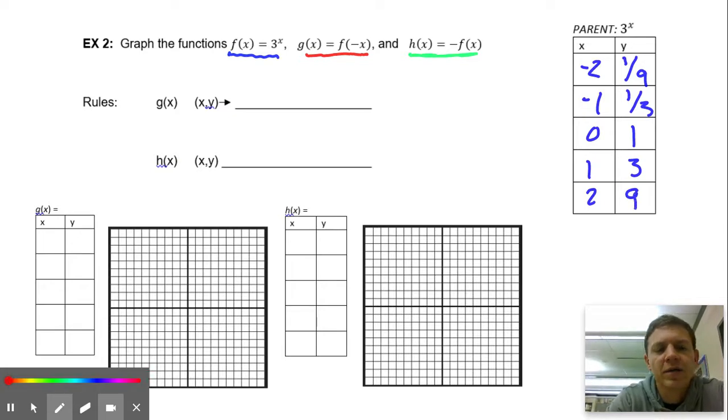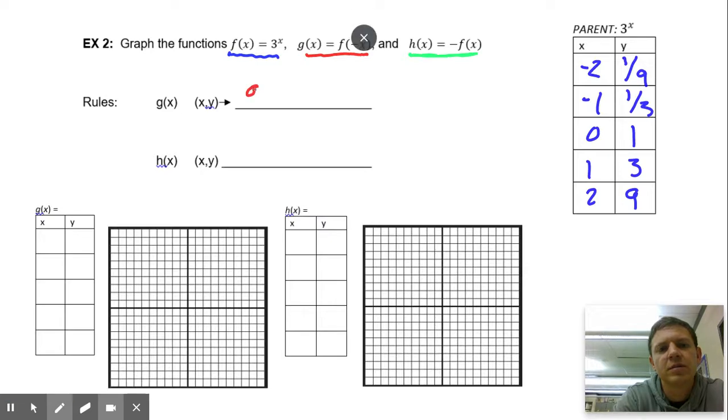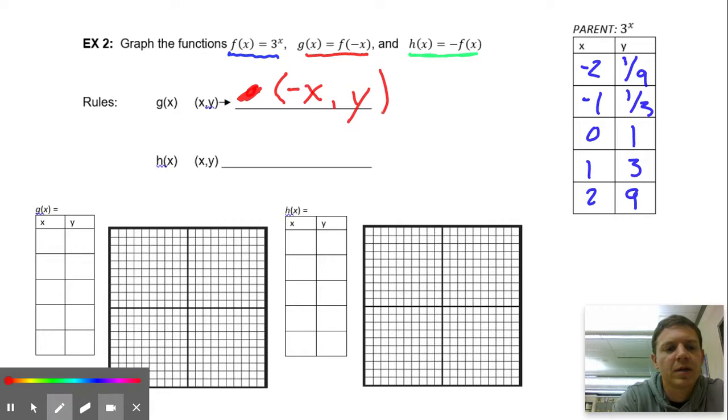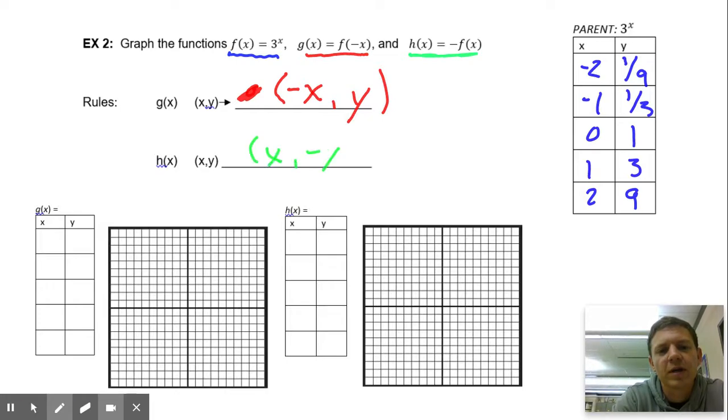As I work my way down the page and towards the rules, okay, the rule for g of x is going to be, whoops, I was going to write the equation there. The negative's on the inside, so I am flipping the sign on the x, leaving the y the same. And for the h of x, since the negative is on the outside of the function, yeah, I am going to leave the x alone and flip the y.